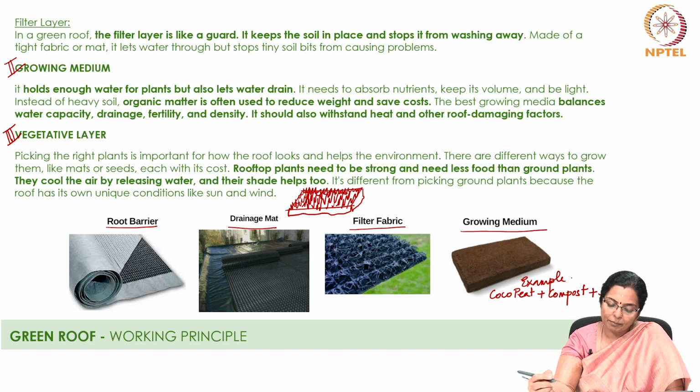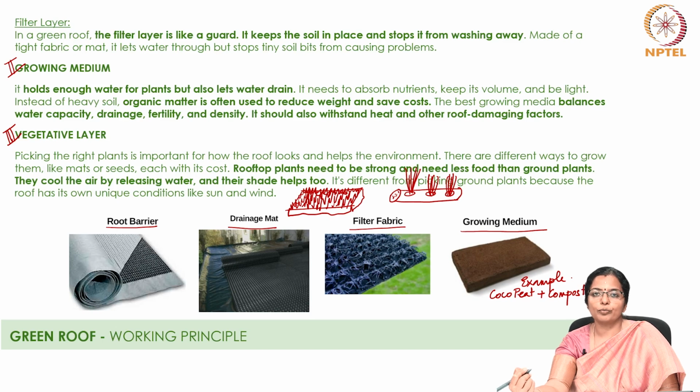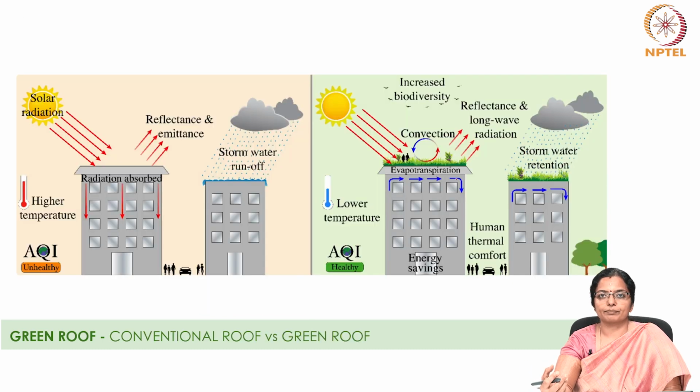Sometimes instead of a separate medium, there are circular bags or tubes which are filled with a growing medium, and plants or seeds grow on this. So these are better for waterproofing purposes and things like that because the soil is not in direct contact with the roof.